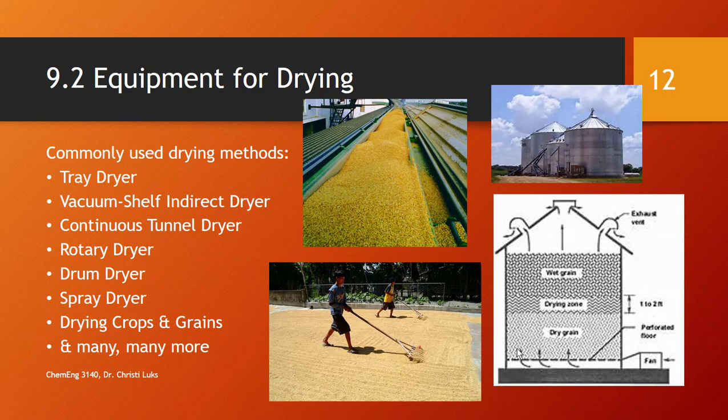And then, of course, all the various ways that you see people drying crops or grains, from very human-driven to much more modern mechanized systems. So this concludes our little introduction to drying. When we come back to class, we're going to be talking about equilibrium moisture content and rate of drying. Thank you very much for your time.